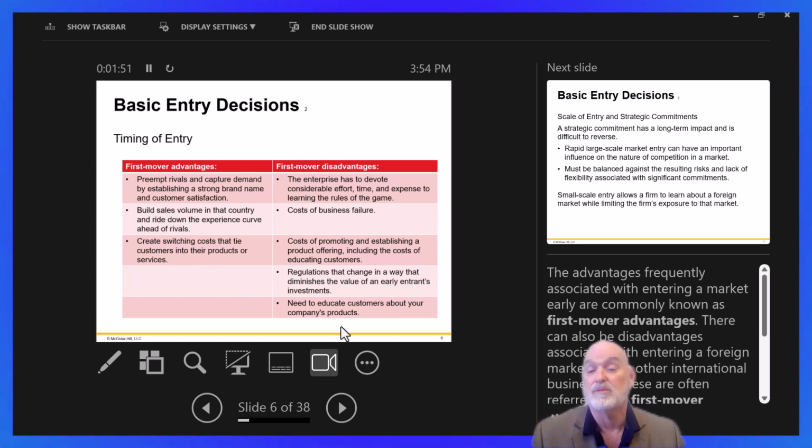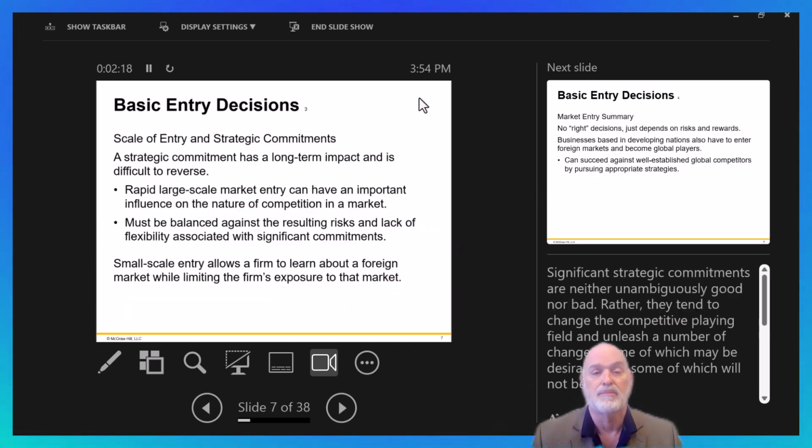Then you have first mover disadvantages. The enterprise has to devote considerable effort, time, and expense to learning the rules of the game. Also, there are big costs for business failure. And costs of promoting and establishing a product offering include the cost of educating a customer. And regulations that change in a way that diminishes the value of an early entrance investment, and the need to educate customers about your company's product. Those are very costly decisions that you have to make.